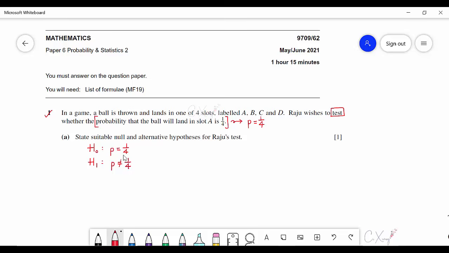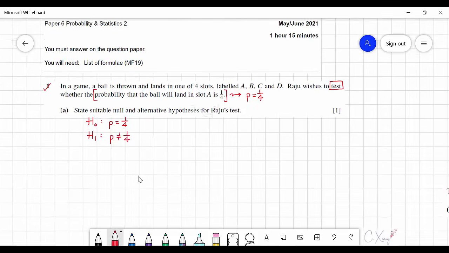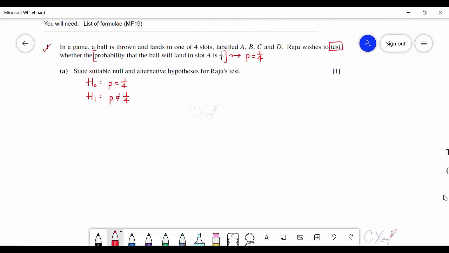So it should be the complement of the null hypothesis. According to this question, our null hypothesis is P equals to 1 over 4, and in the question itself they didn't mention which direction they want to test. They just want to test whether it equals 1 over 4. Therefore, the alternative hypothesis will be not equals to 1 over 4. This question will give us 1 mark. All right, then now we proceed to the next part.